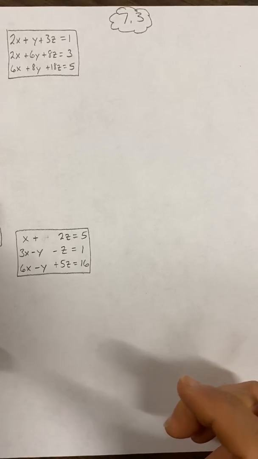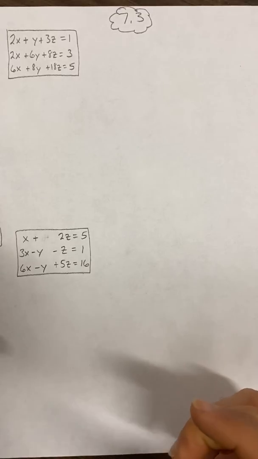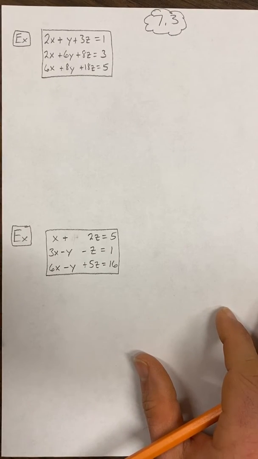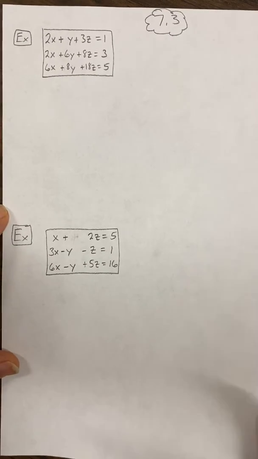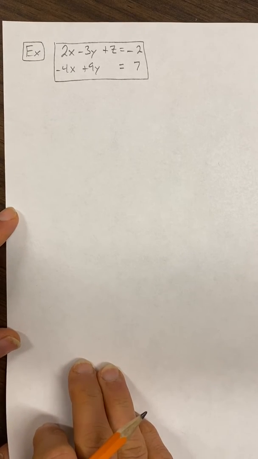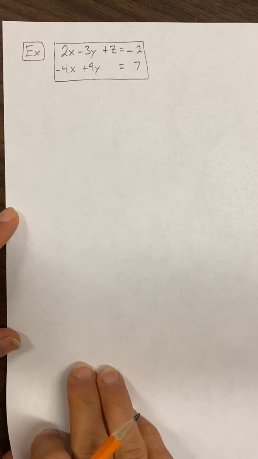Okay, for 7.3 homework help, I'm going to do 3 different problems. First 2 are going to be normal 3x3 systems, 3 equations, 3 variables. And then the last one I'll take a look at is a non-square system with 2 equations and 3 variables and what the answer would look like for that.